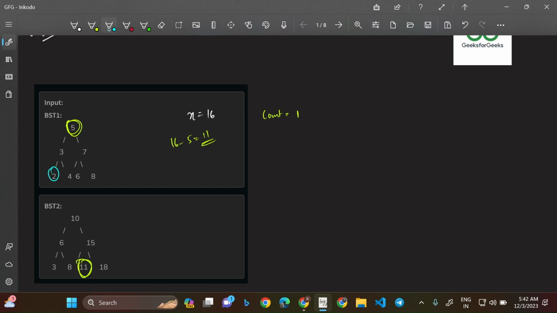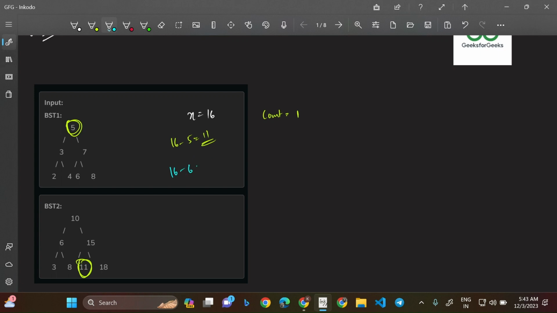Come to 2. What is the difference I need to find? 16 minus 2 equal to 14. Do I find 14 in my BST2? No. So I cannot even consider this 2. Come to 4. 16 minus 4 is equal to 12. Do I find 12 here? No, I do not find 12 in BST2. So this is also gone. So what's the next thing?